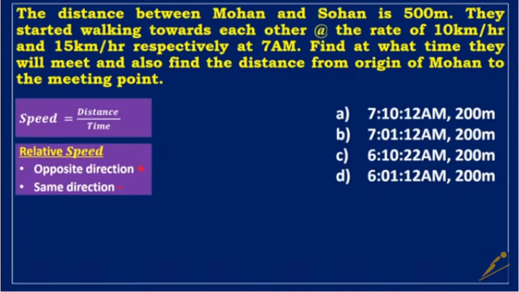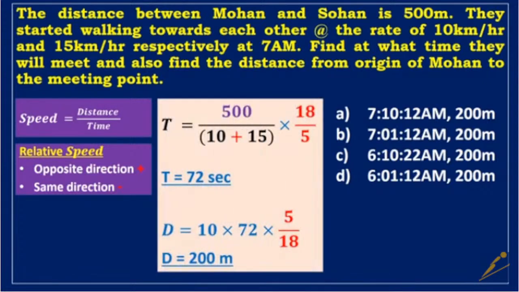Find at what time they will meet and also find the distance from origin of Mohan to the meeting point. When traveling in opposite directions, the relative speed of Mohan and Sohan is 15 plus 10 km per hour. The time required to travel 500 meters is 500 divided by (15 plus 10). It is noticed that the distance is expressed in meters but the speed is expressed in kilometers per hour. As a result, multiply by 5/18 to convert kilometer per hour to meter per second.